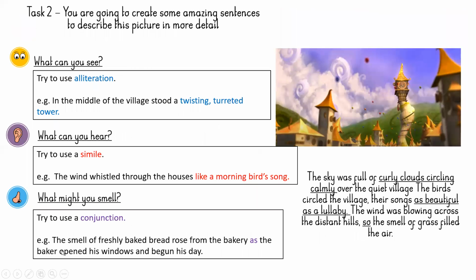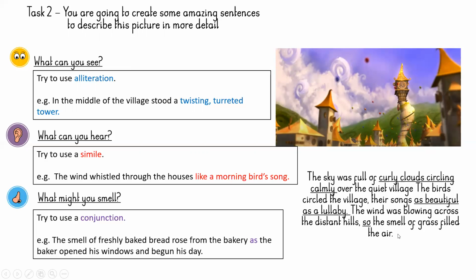So once you've done that, and once you've written your 3 sentences, you will have ended up with some lovely descriptions of your setting, hopefully using some alliteration, a simile, and a conjunction. Okay, and again, you will end up with a nice paragraph of description. So the sky was full of curly clouds circling calmly over the quiet village. The birds circled the village, their songs as beautiful as a lullaby. The wind was blowing across the distant hills, so the smell of grass filled the air.